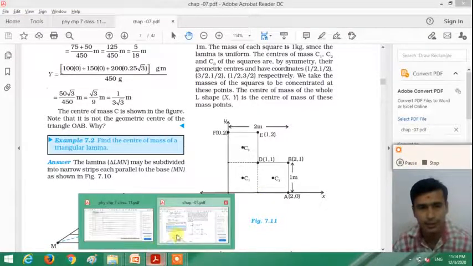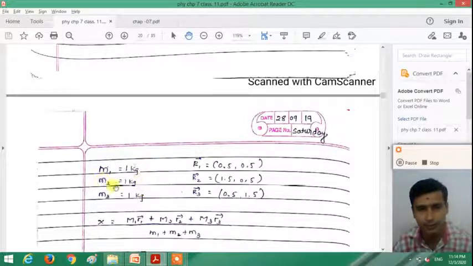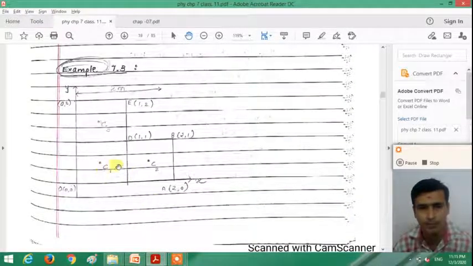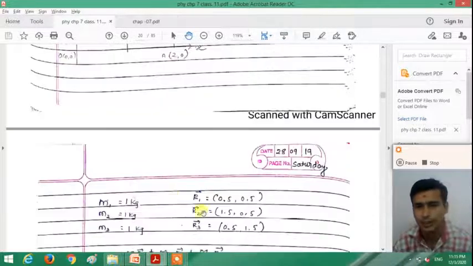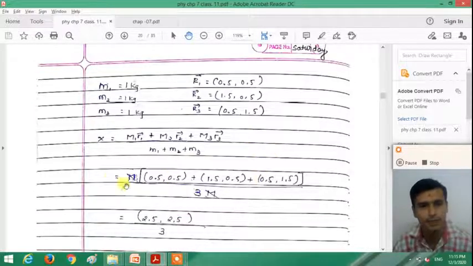So let us take the example, right? So here the mass of each sheet is given to you: m1 1 kg, m2 1 kg and m3 1 kg, and we find the centers of mass C1, C2 and C3, right? C1 (0.5, 0.5), so we take R1 is equal to (0.5, 0.5). R2 you take as (1.5, 0.5), and R3 we take as (0.5, 1.5), right? So the formula of the center of mass is R_CM equal to m1 r1 plus m2 r2 plus m3 r3 divided by m1 plus m2 plus m3.